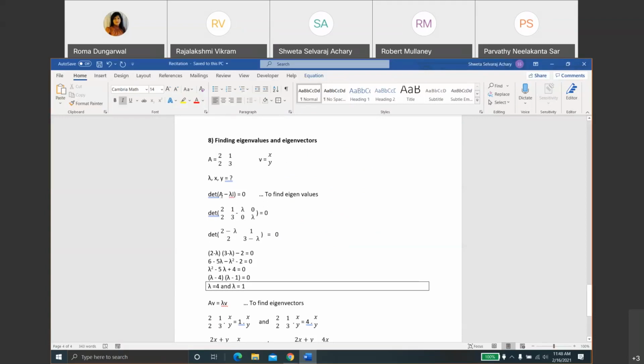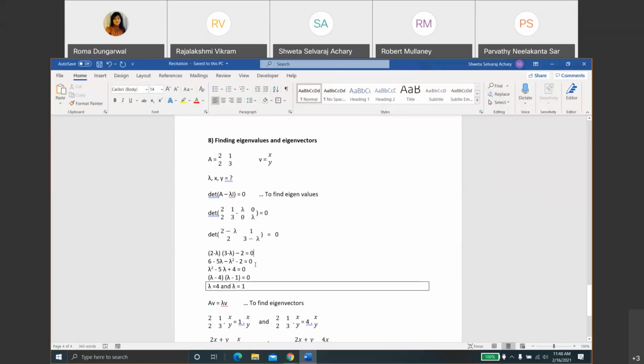So substitute A, and lambda into I, where I is your identity matrix. You will get lambda 0, 0, lambda. Element-wise subtraction, you will get this matrix. When you take a determinant, what was the determinant of a 2 cross 2 matrix? (2 minus lambda) into (3 minus lambda) minus 1 into 2 is the determinant, which will be equal to 0.